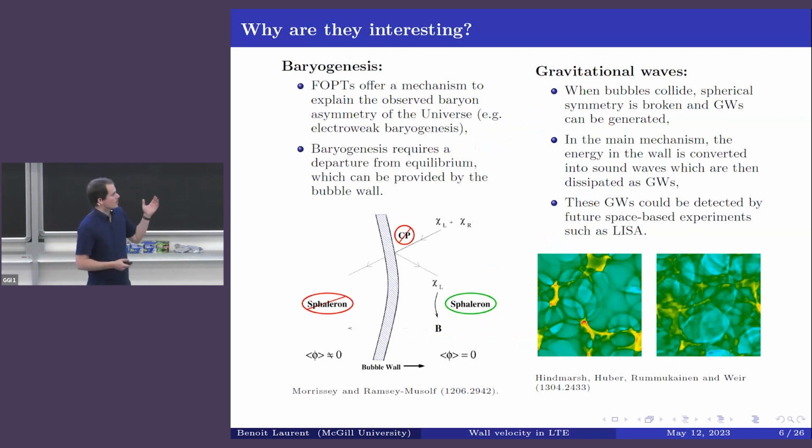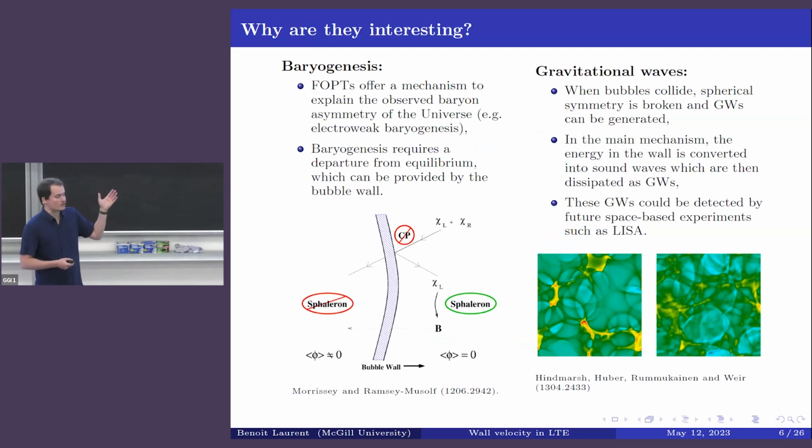And so, why are we actually interested in first order phase transition? There are a couple of reasons for that, mainly because they are quite violent events in the early universe, so they can leave some very strong signals that we could hope to observe one day. The first one of these signals would be the ability to do baryogenesis with one of these phase transitions.